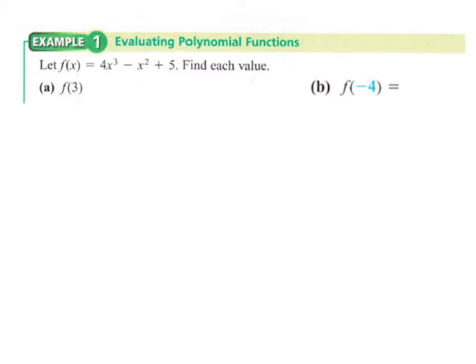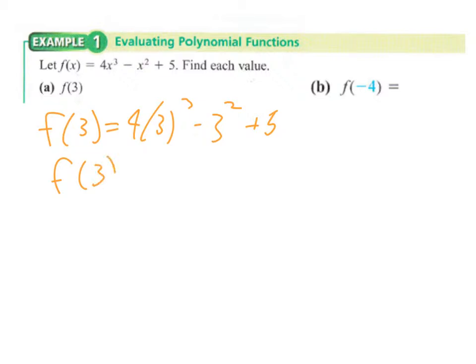So if we are looking at finding f of 3, we need to take our function f of x, the function here, and we just replace all of the x's with the input that is here, in this case 3. So in doing so, we can see that f of 3 would be 4 times 3 cubed minus 3 squared plus 5. So again, just replacing the x with the input. We evaluate what we have.